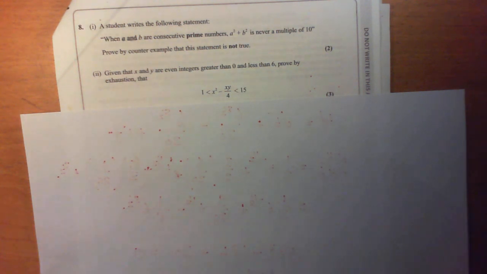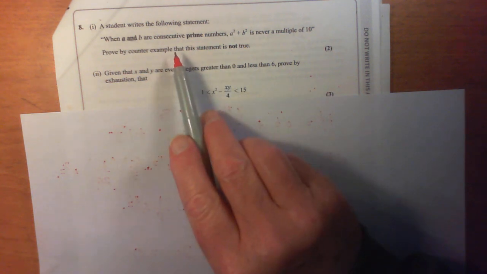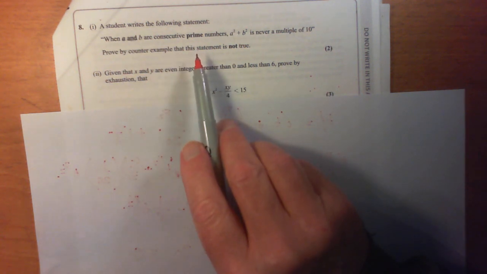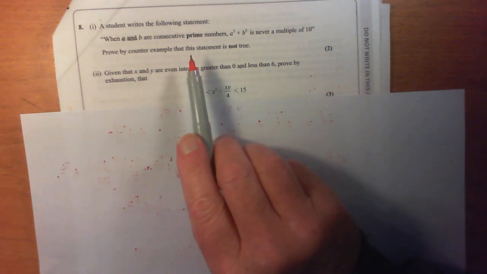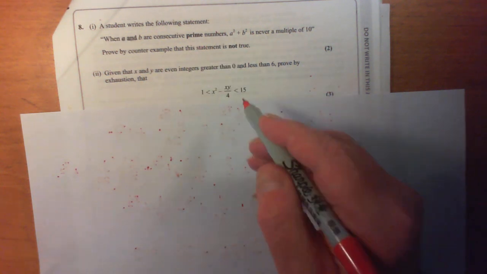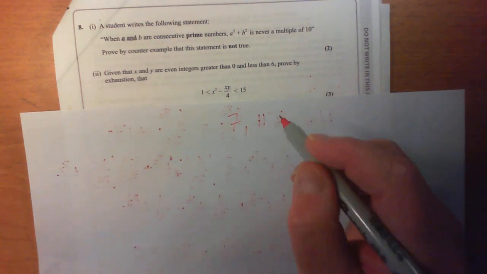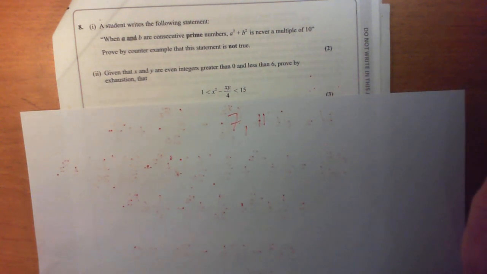They can't believe that it's so basic in a way. What you got here is consecutive prime numbers. You just need to show one example which contradicts this statement. There are a couple of examples, but typically something like 7 and 11. That'll come up to 100.